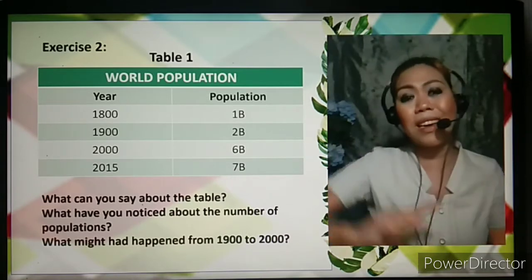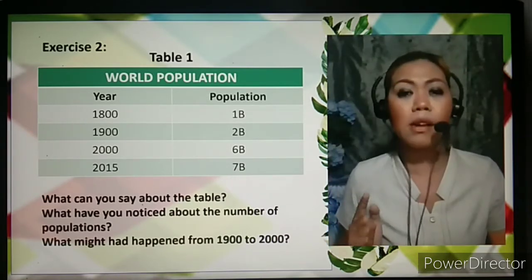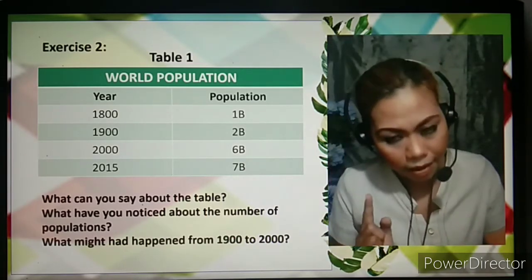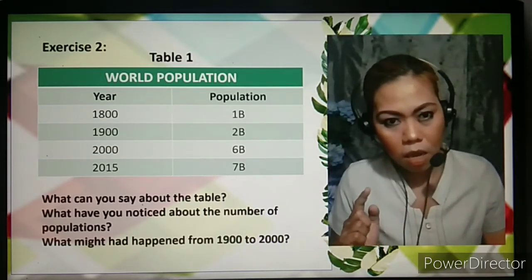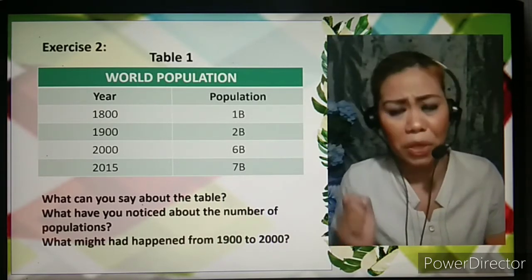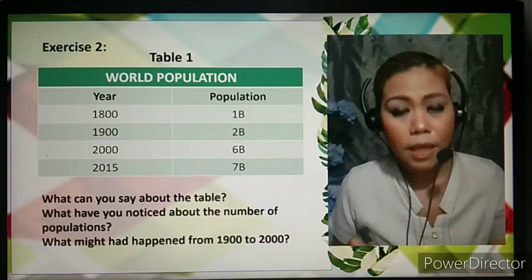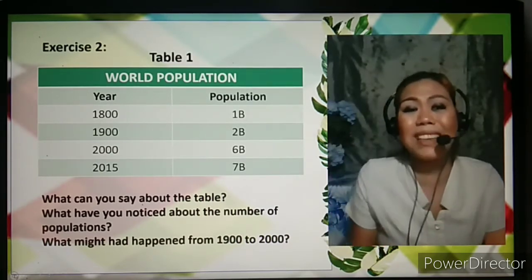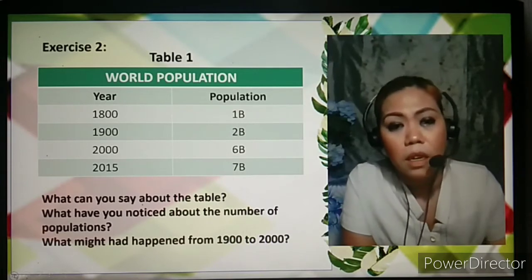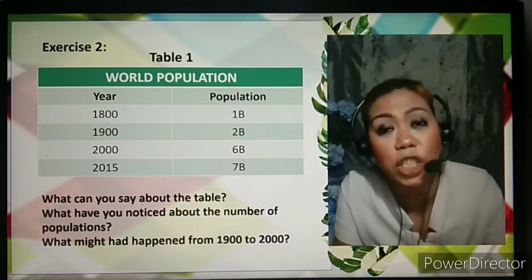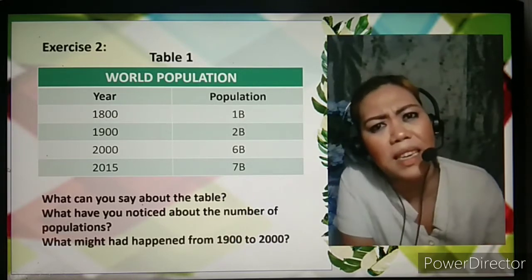In the year 1800, the population of the world is 1 billion. And in 1900, it reached 2 billion. In the year 2000, it became 6 billion. And in the year 2015, it reached 7 billion.